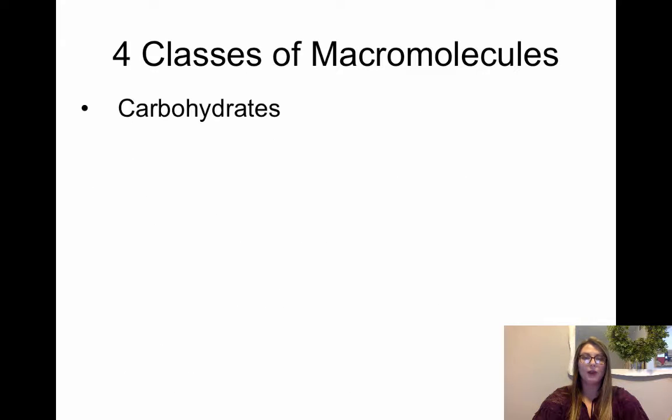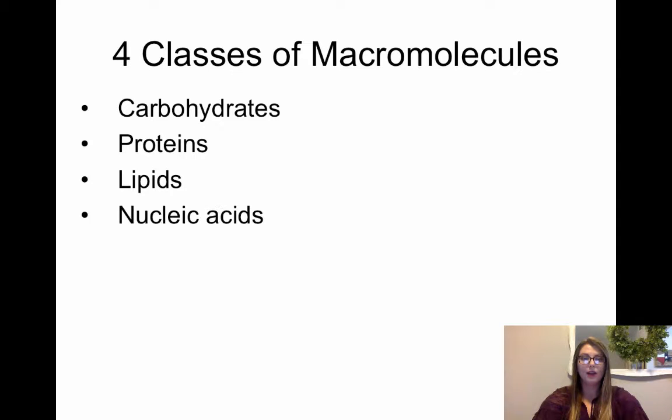There are four classes of macromolecules. We have carbohydrates, proteins, lipids, and nucleic acids. And these four classes of macromolecules are needed for us to survive. They're needed to support the functions of life.